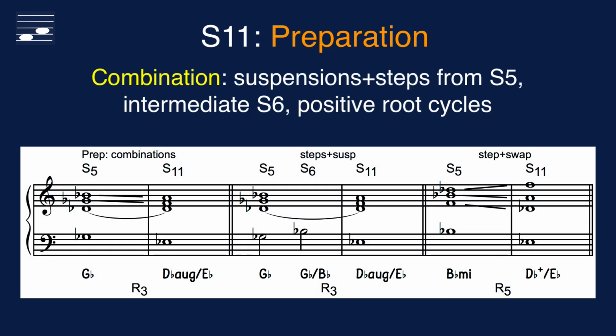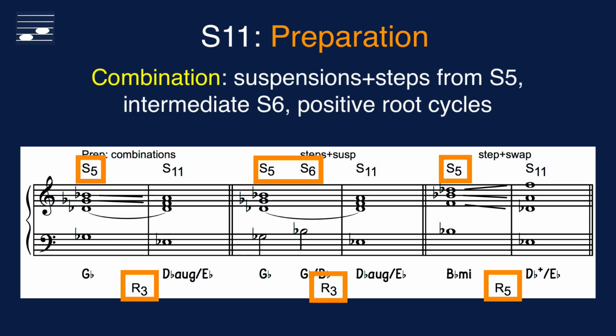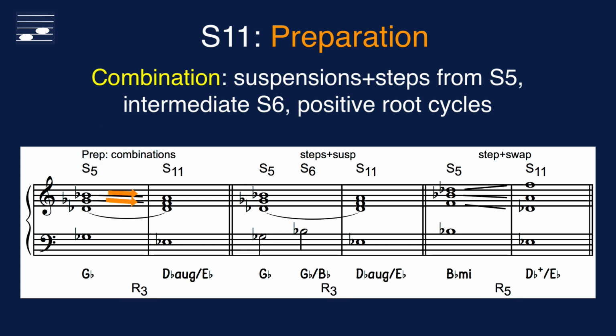We will see 5 slides with examples of combinations. We start with preparations from the G flat major triad S5 in root position, using combinations of suspensions and steps, or a step and a swap. Root cycles are positive R3 and R5.